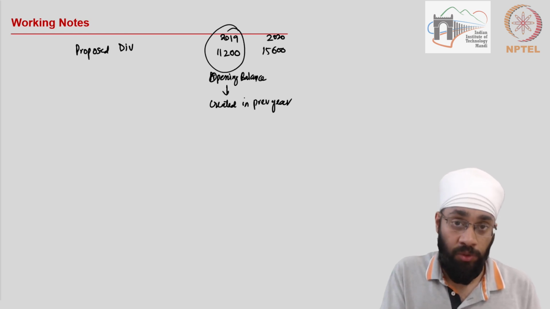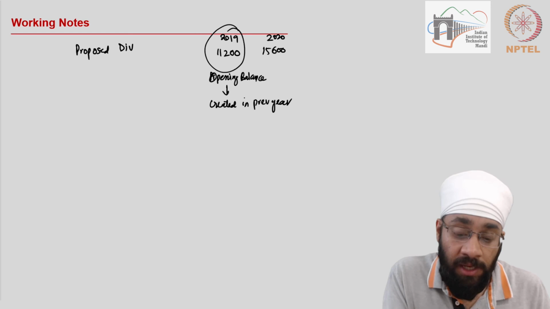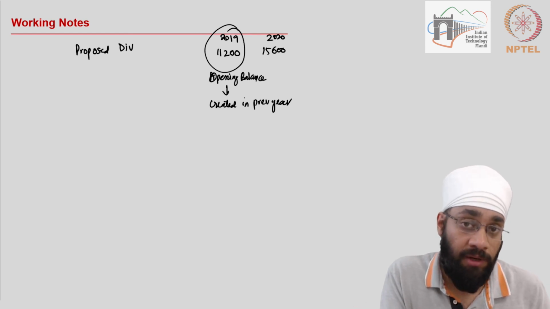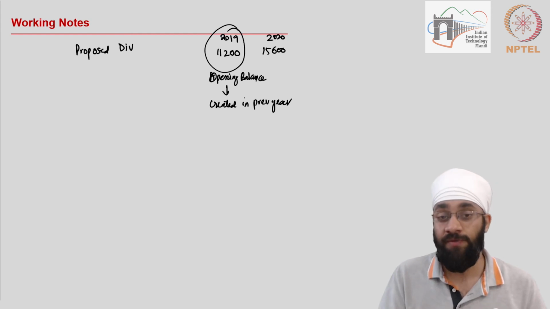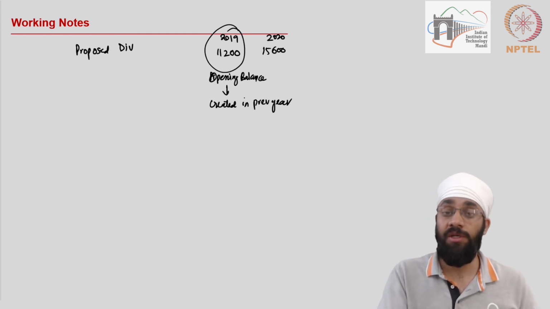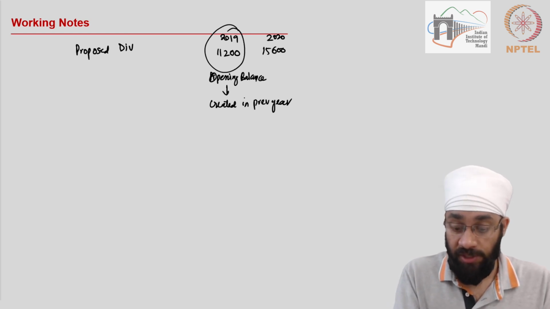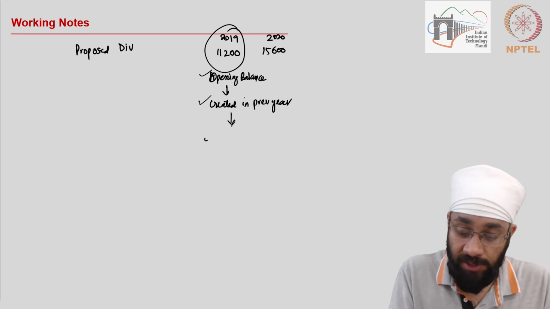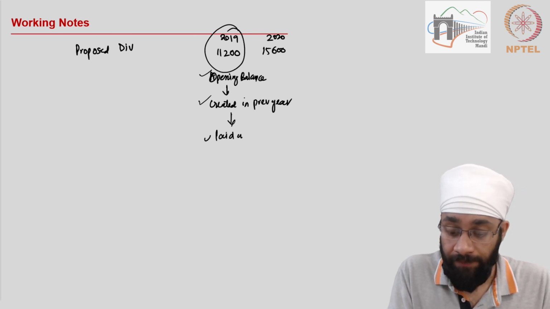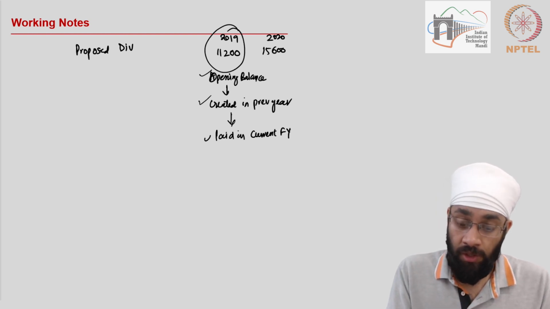Once you create the provision, what is the purpose of creating a provision? The purpose is you set money aside and then you pay it when that contingency arises. And dividend is actually not a contingency. You know that you'll have to pay. It's just that there is a process which is followed. You first create a provision and then you pay after some time. So this is the opening balance. This was created in the previous year, which means this will be paid in the current financial year. This is what we're going to assume.